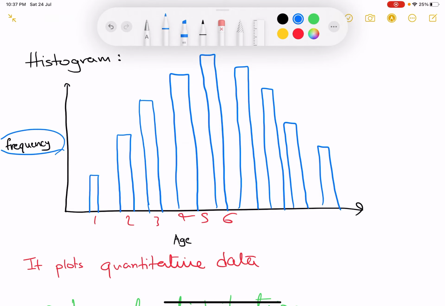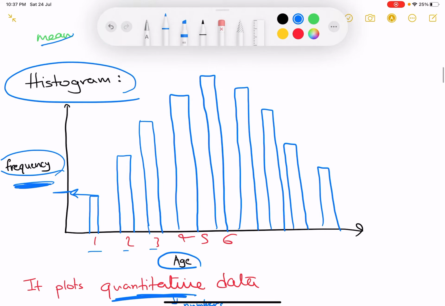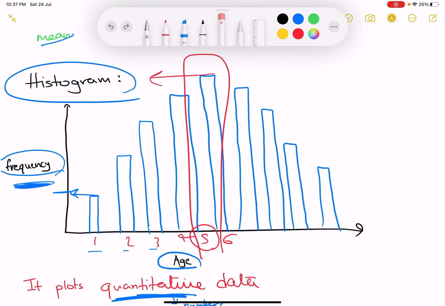Okay, so moving to the histogram. A histogram is a type of graph that shows the frequency of a specific variable. So if you have age, it's a quantitative variable, so it deals with numbers. And say we have 1, 2, 3, and so on. Then for 1, the frequency is a specific number, and then we can see that 5 has the greatest frequency, so it's the mode of this population.